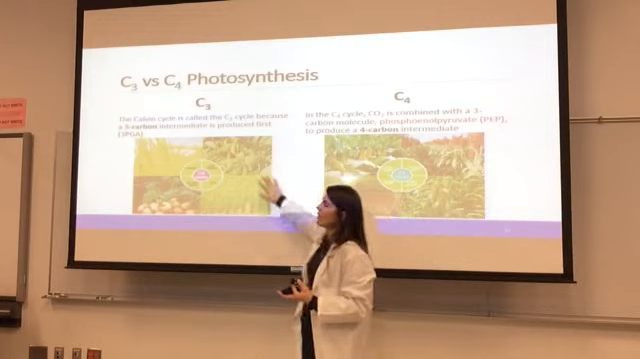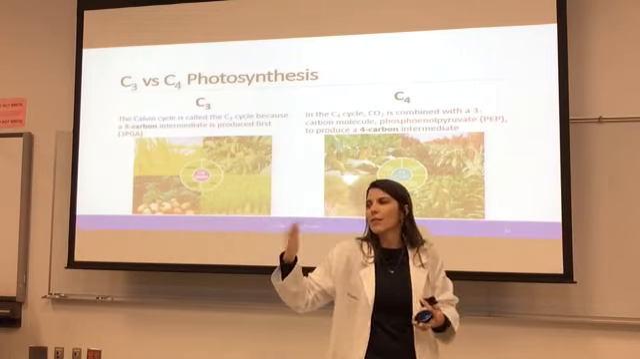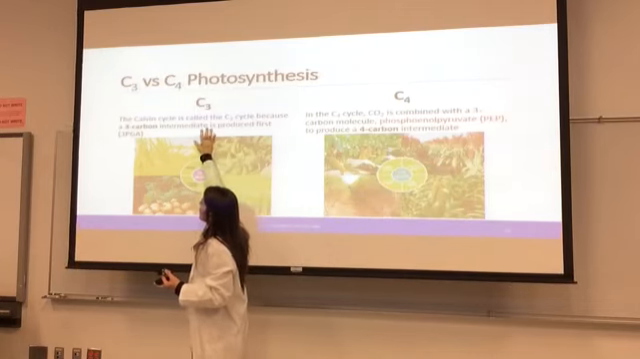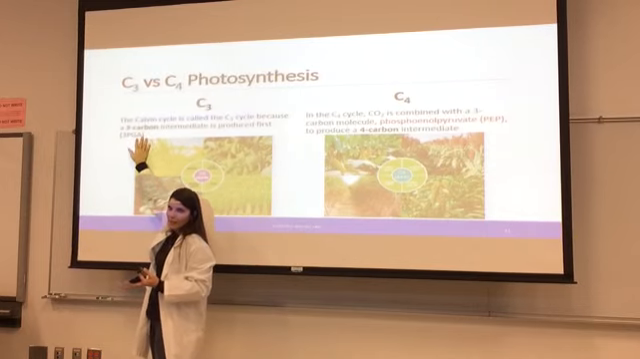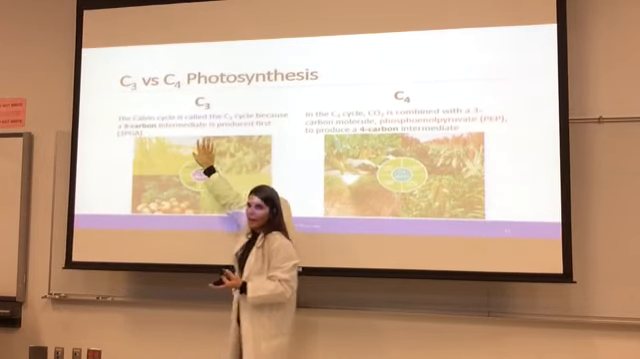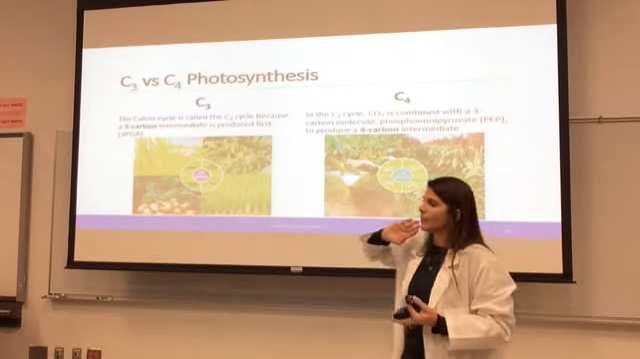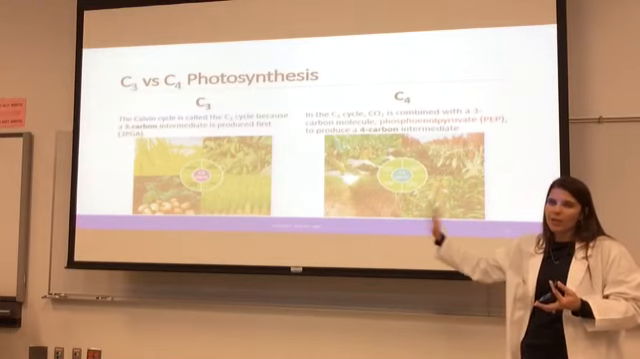C3 is what we have discussed this entire time. Your houseplants carry out C3 photosynthesis, which means when they carry out the Calvin cycle, they make 3 PGA. We've said that. They make 3 PGA. That's a 3-carbon molecule. Okay? So C3 plants, those are your house plants and so on.